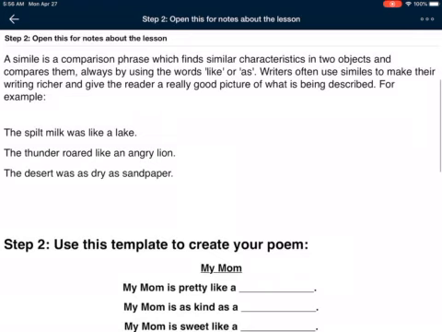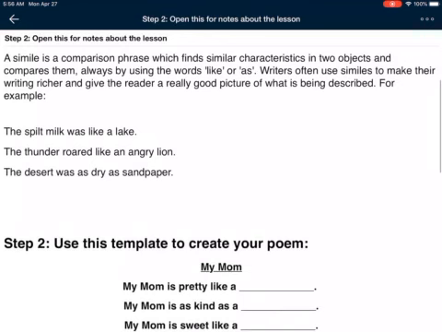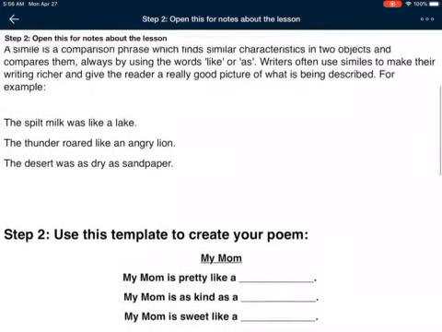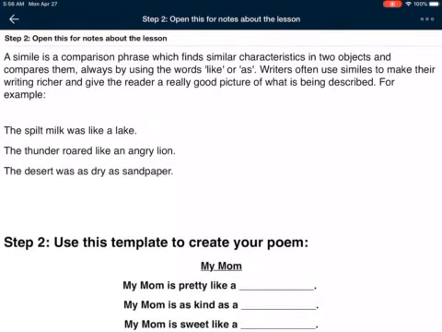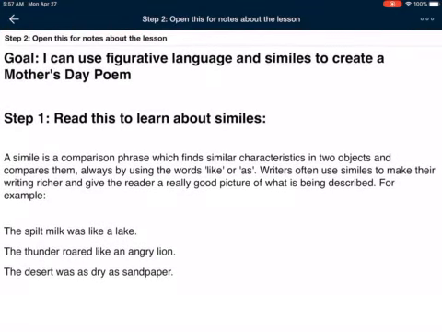When I say comparison phrase, basically a comparison phrase means a comparison sentence. So the spilt milk was like a lake. They take two objects and compare them. I'm taking spilt milk, that's one object, and lake, two. That means there was so much milk from the spill that it looked like a lake. So meaning not just a little bit of a spill, a huge spill. Now, it doesn't really look like a lake. That's why this is called figurative language. The sentence doesn't really mean that. It just means that there's a lot.